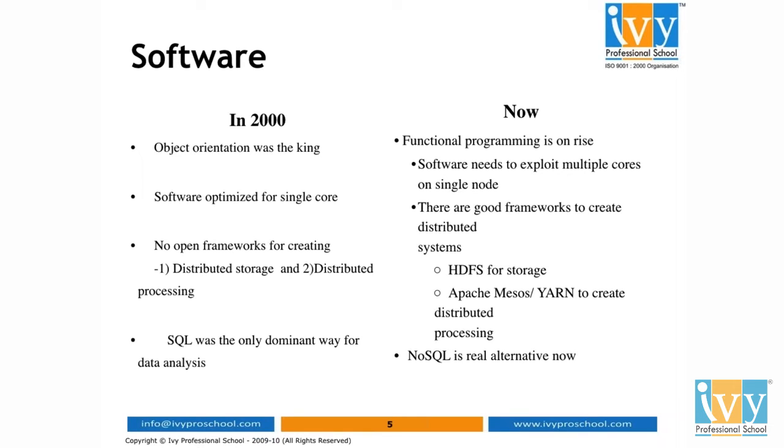But with the recent trends, functional programming is on the rise, and software now needs to exploit multiple cores. Because hardware mainly has multi-core machines now, the software also needs to exploit multiple cores on a single machine. And you have good frameworks to create distributed systems, like HDFS for storage, like I already told you, and then Apache Mesos or Yarn to create distributed processing.